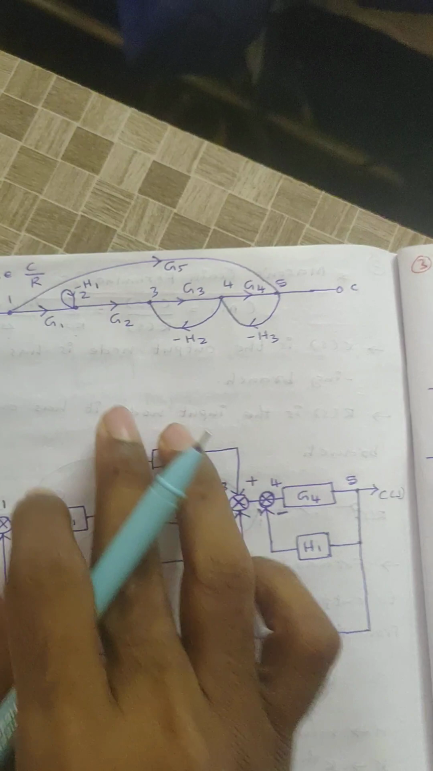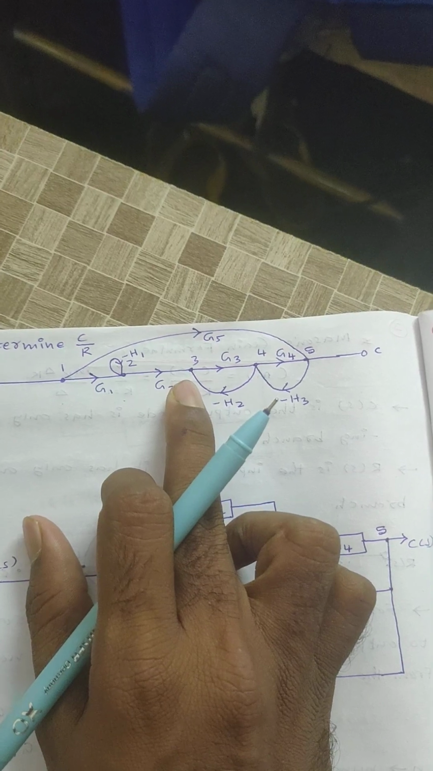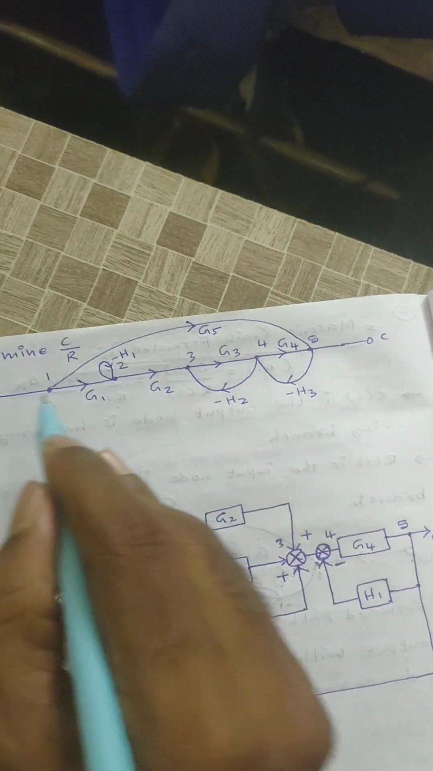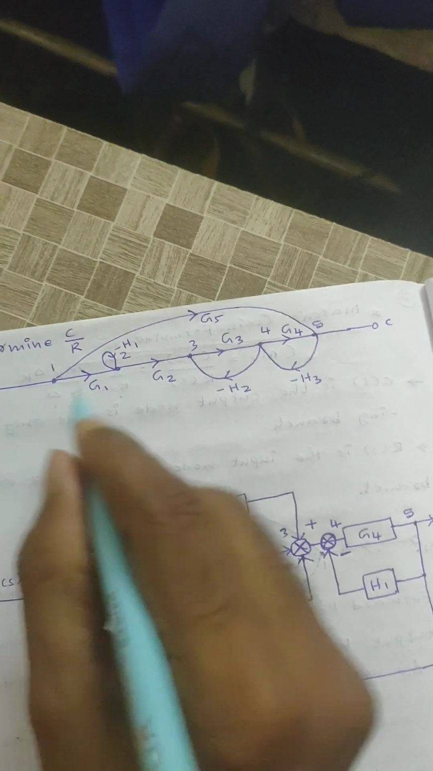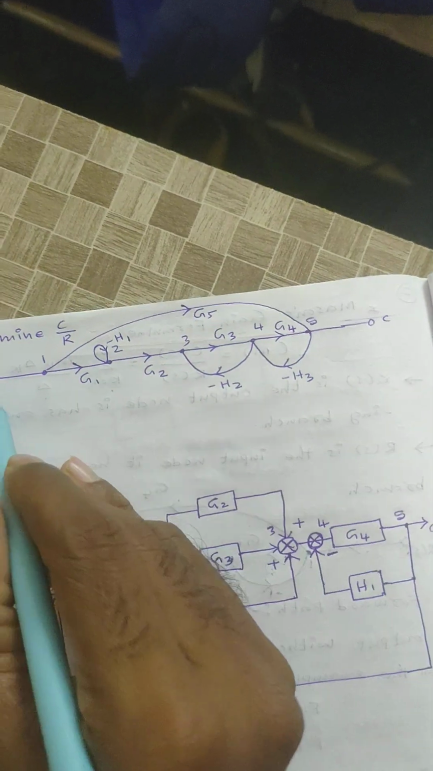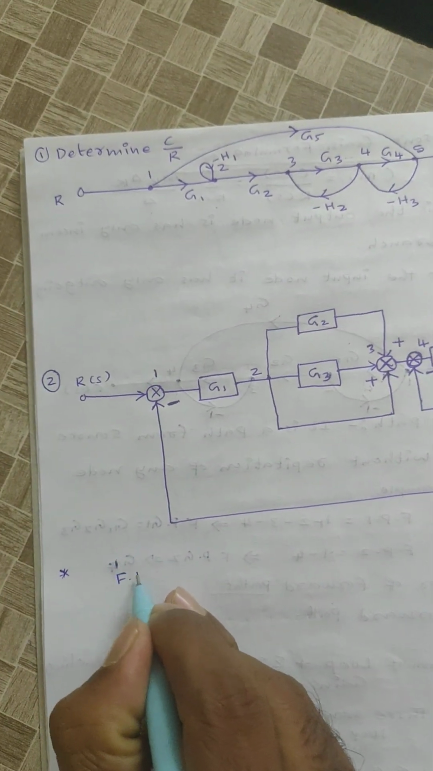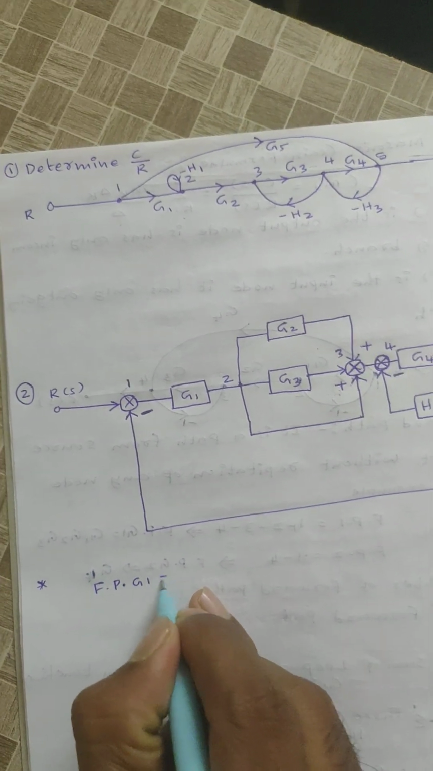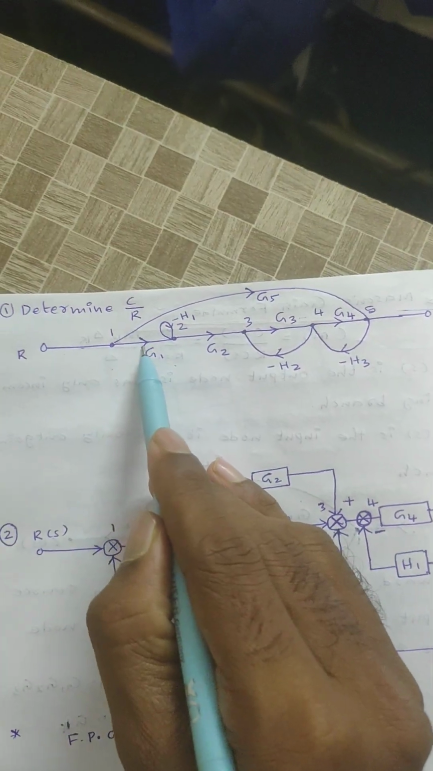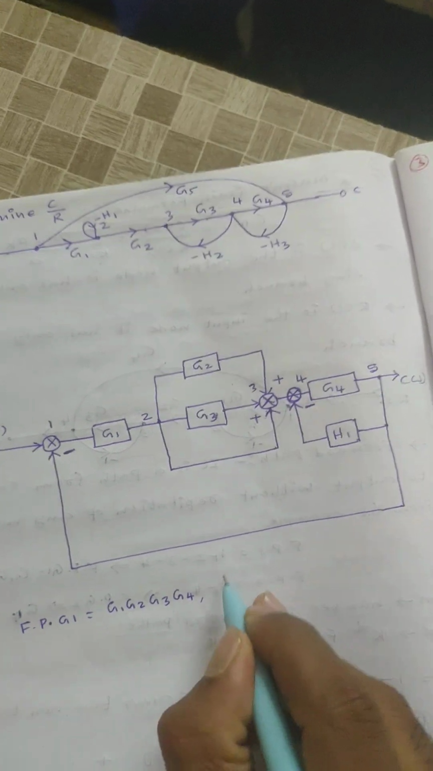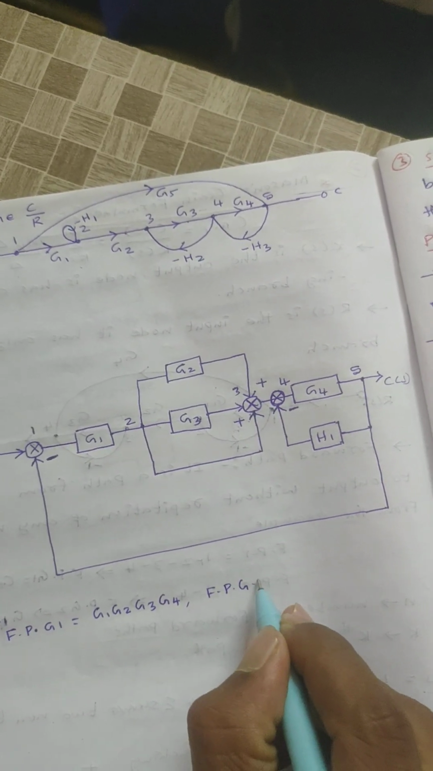Now see here, this is another problem. Here also we need to calculate C by R from this signal flow graph. First of all, we need to identify the number of forward paths. What is the formula? Mason's gain formula, right? First forward path, this is one forward path. For this problem, forward path gain 1 is equal to G1 into G2 into G3 into G4.